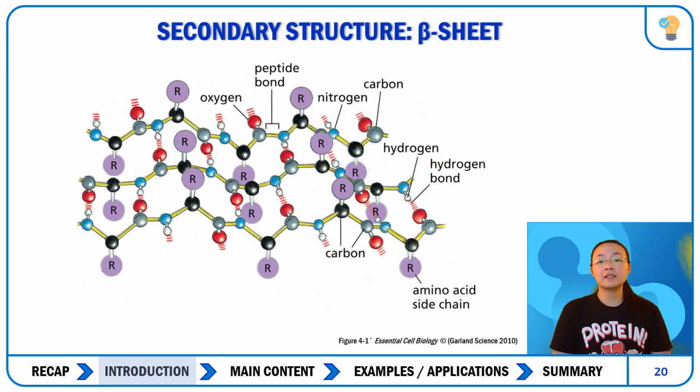So the next secondary structure we want to talk about is the beta sheet. Once again, it's formed due to the hydrogen bond, but arranged differently between the amino and carboxyl groups of the polypeptide backbone. So instead of forming a helical structure, it forms a sheet. So there's different layers of beta strands that are created.